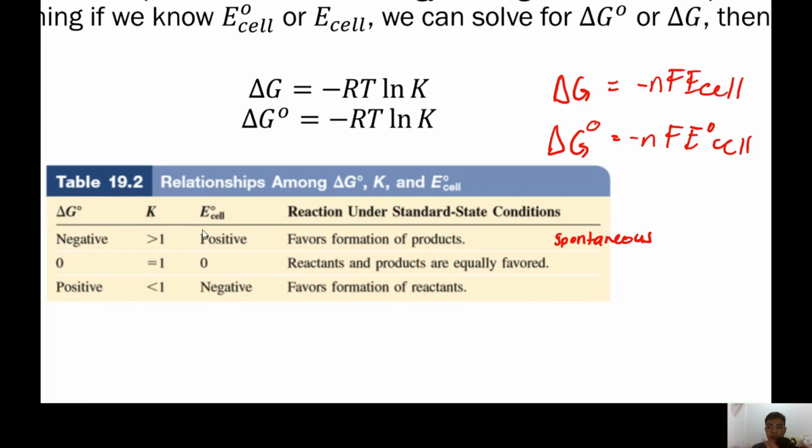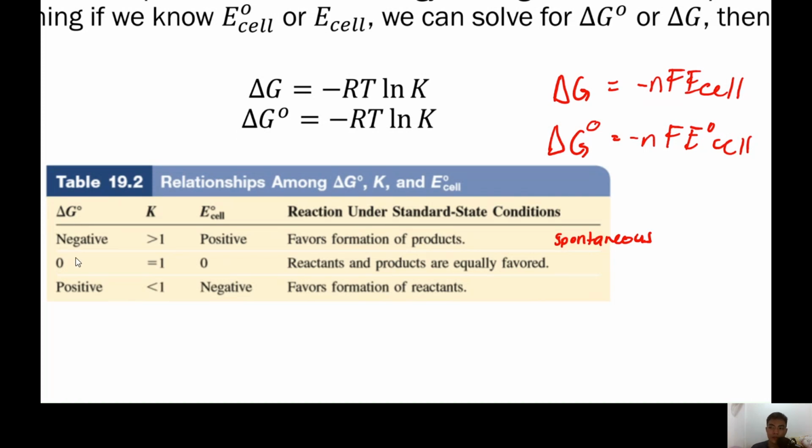Whenever we have a positive E cell, we have a negative delta G, meaning we have a spontaneous process, and the reaction will favor the formation of products. As a result, if your delta G is negative, your K value will be greater than 1. If you do some algebra here, you will derive that K should be greater than 1 for delta G to be negative.